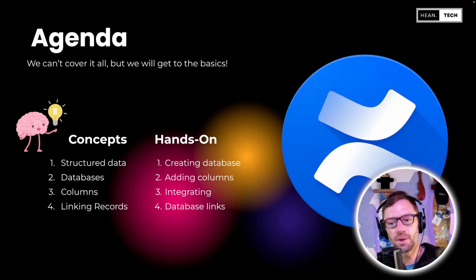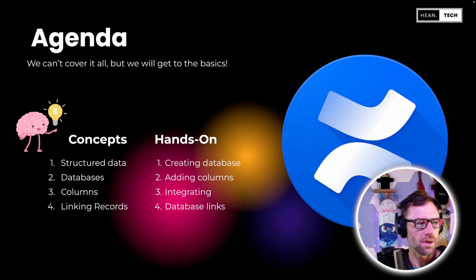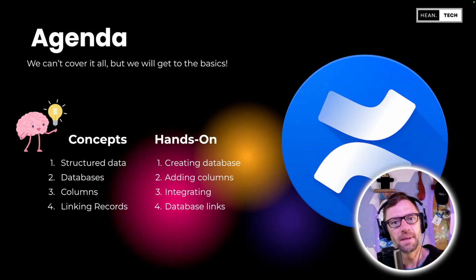A quick agenda about Confluence databases. We're going to talk about this concept of structured data and the importance of it a little bit, but then we'll talk about what is a database in Confluence. And then we'll talk about parts of that database, things like columns, things like views, things like linking records. And then we're going to go do all of that live in Confluence Cloud Premium.